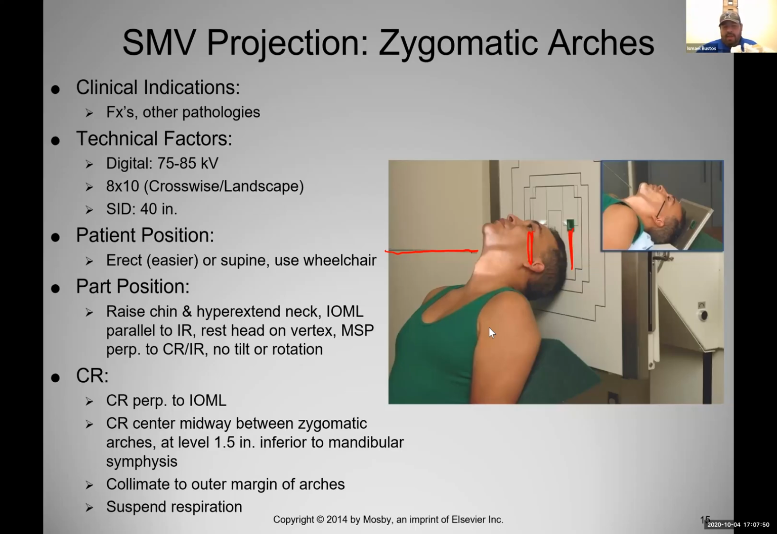All right, once you've done that, you're perpendicular to the IOML. Now what you're going to do is center 1.5 inches below the mandibular symphysis, or midway between the zygomatic arches.